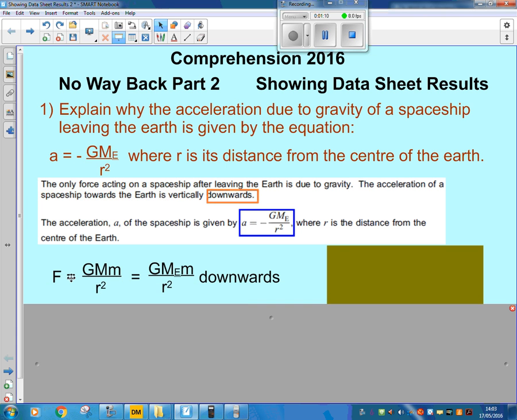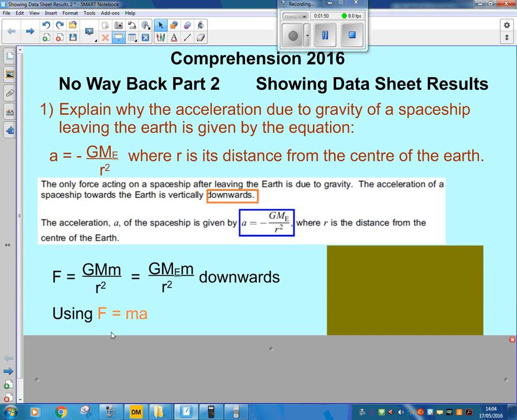So our general rule, which we've been using throughout, is that the gravitational force is g M m over r squared, where capital M is for the larger object, little m for the smaller object, and r is the distance between them. G is the gravitational constant. And we're saying now that that is equal, in this case, to g me m over r squared downwards. And so all I'm doing is I'm saying the larger object is the Earth, the little object is the spaceship.